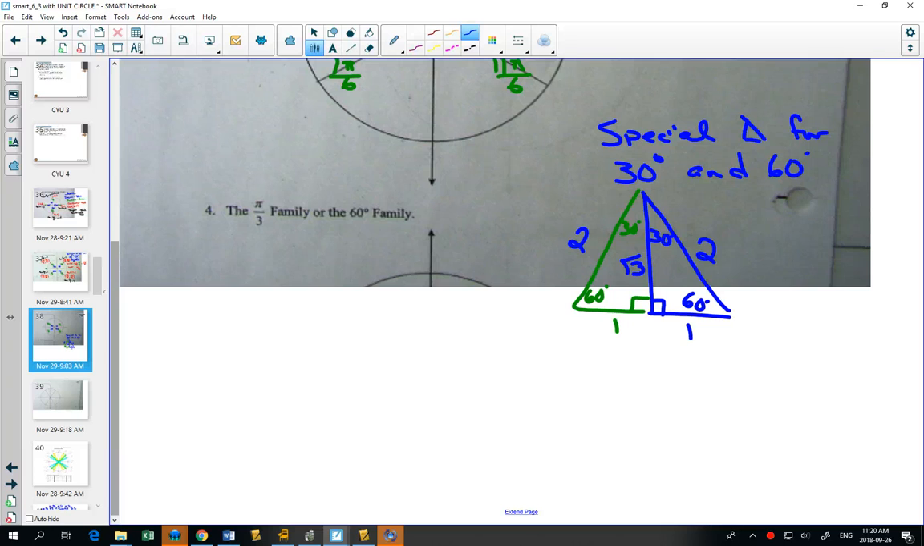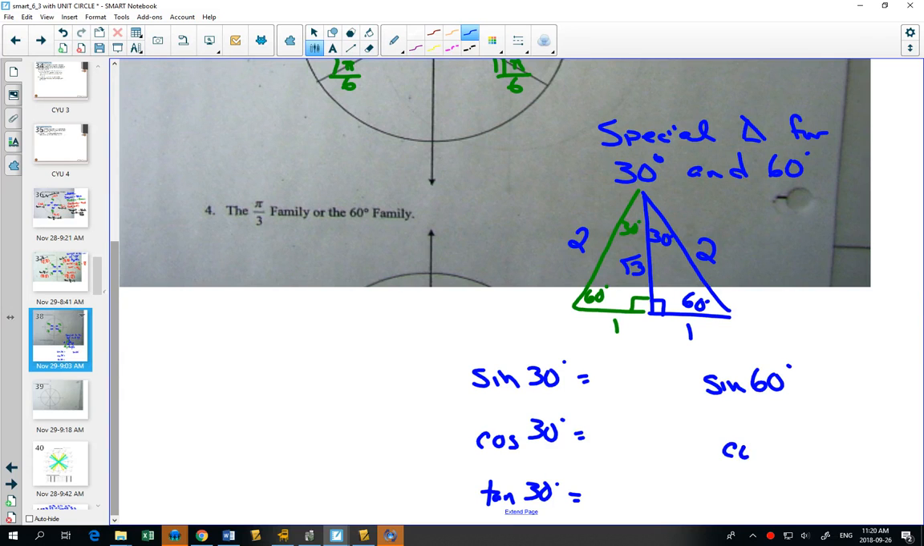And all of a sudden, our not special triangle, just by the properties, we can figure out sine, cos, and tan. We'll do the 30 degrees first: sine of 30 degrees, cos of 30 degrees, tan of 30 degrees. And then we can do sine of 60 degrees, cos of 60 degrees, and tan of 60 degrees.